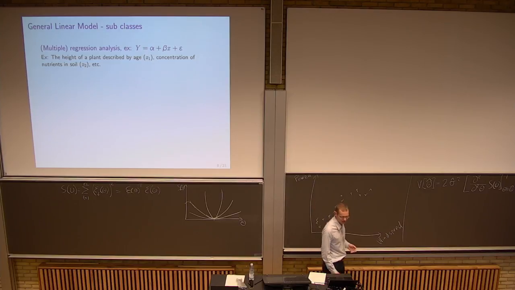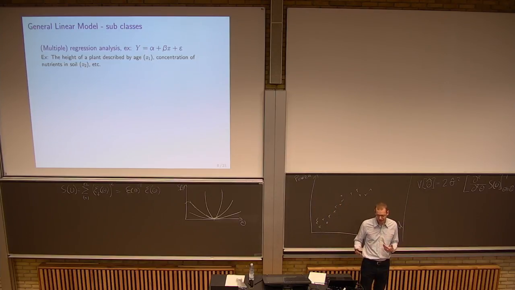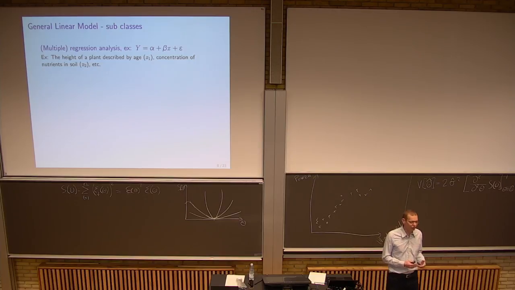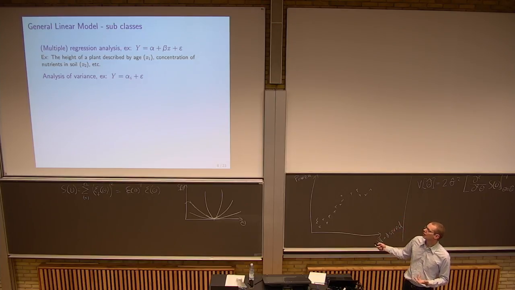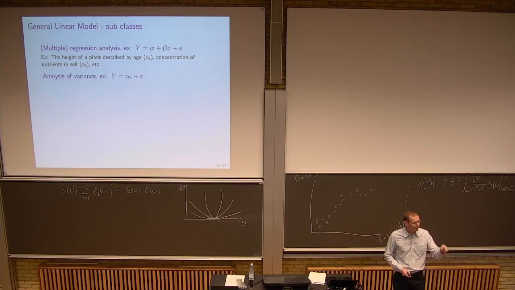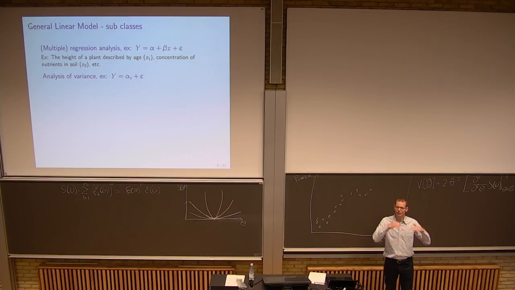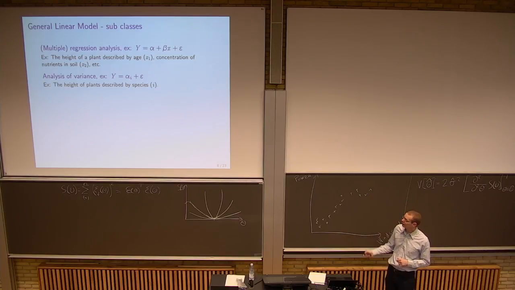It could be, say, the height of plants described by age and concentration of some nutrients in the soil. It could be a lot of different things, but just take one example. Analysis of variance, I know we've all done this, maybe not as a general linear model. Basically, you just have some classes here, and what you're estimating is the mean value within each class. And the question is, do those mean values differ? It could be, say, the height of plants described by different species.